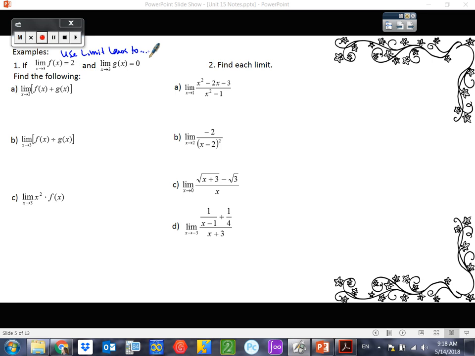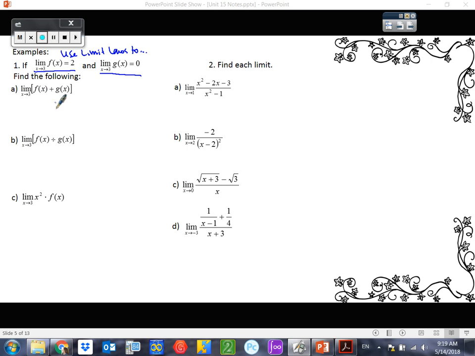But for this first one, this is a perfect example of when you would be asked to use a limit law. We're given this information just in abstract. We don't even know what f of x is. We do know that the limit as x approaches 3 of f of x is 2. We have no idea what the function is. Same with g of x. We don't know anything about it except that the limit as x approaches 3 of g of x is 0. So this would be a perfect opportunity to use limit laws since we have no idea what else is going on. So we're going to use a minimum of 1 limit law per problem, which will be pretty straightforward.